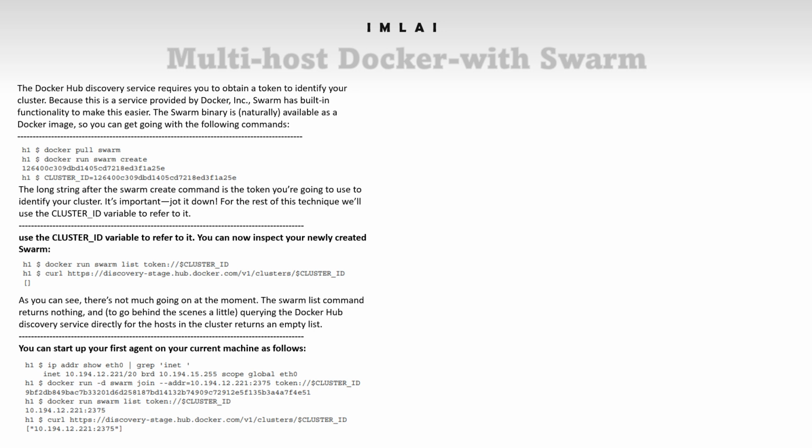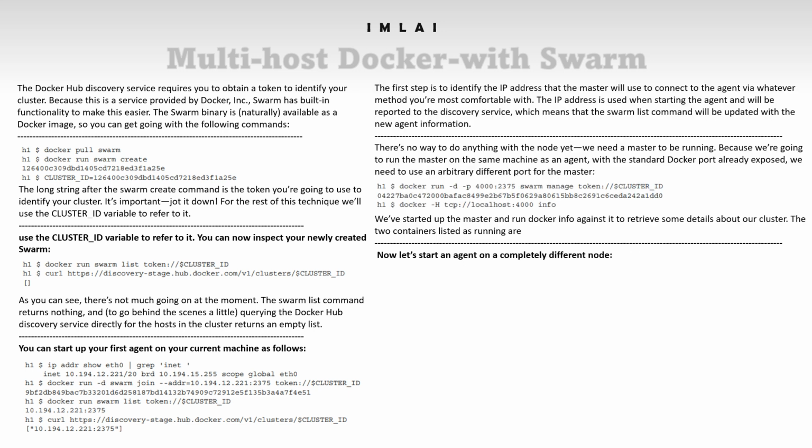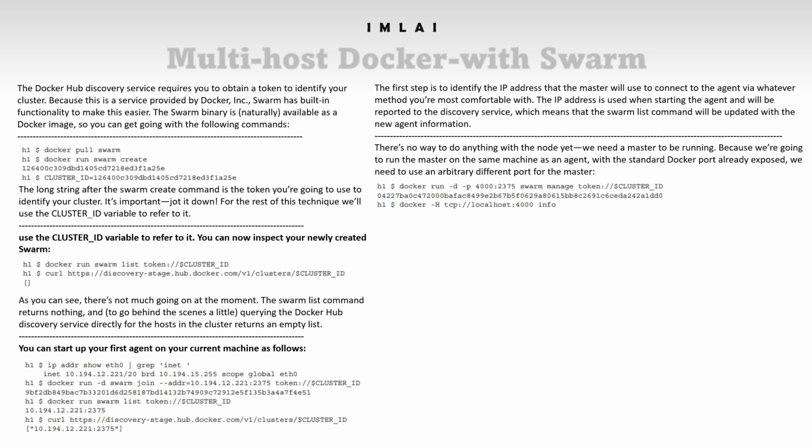For that, we are going to give the command docker run option d, option p, that's detached mode and port mapping, with swarm manage, and then we give the token and the cluster ID. So we have started up the master and run docker info against it to retrieve some details about our cluster. The two containers listed as running are.